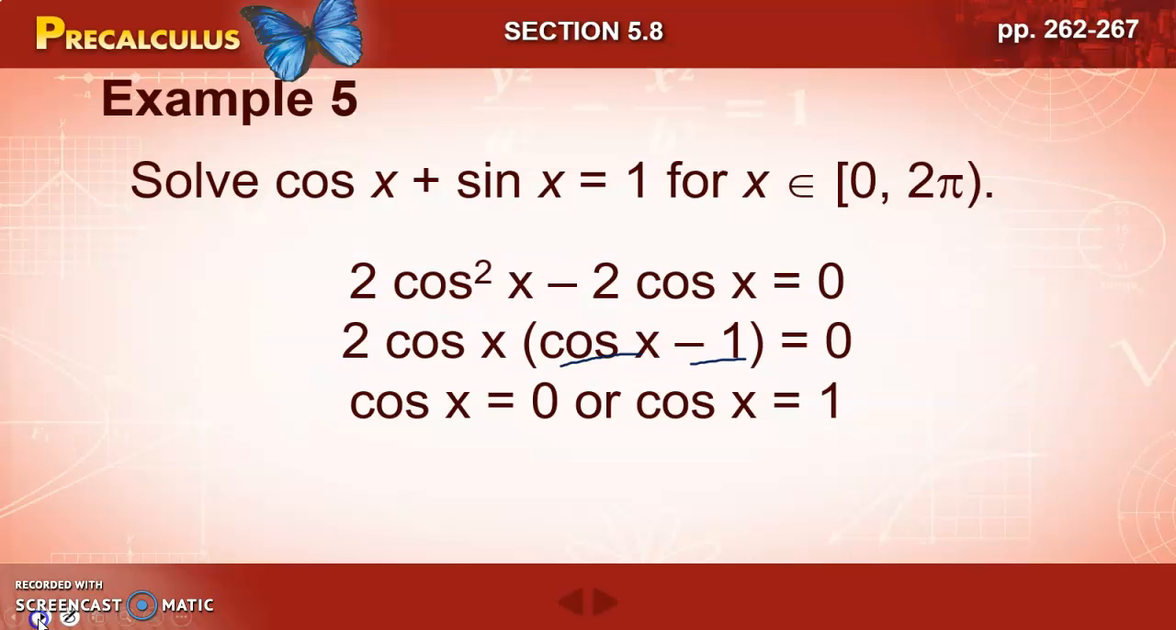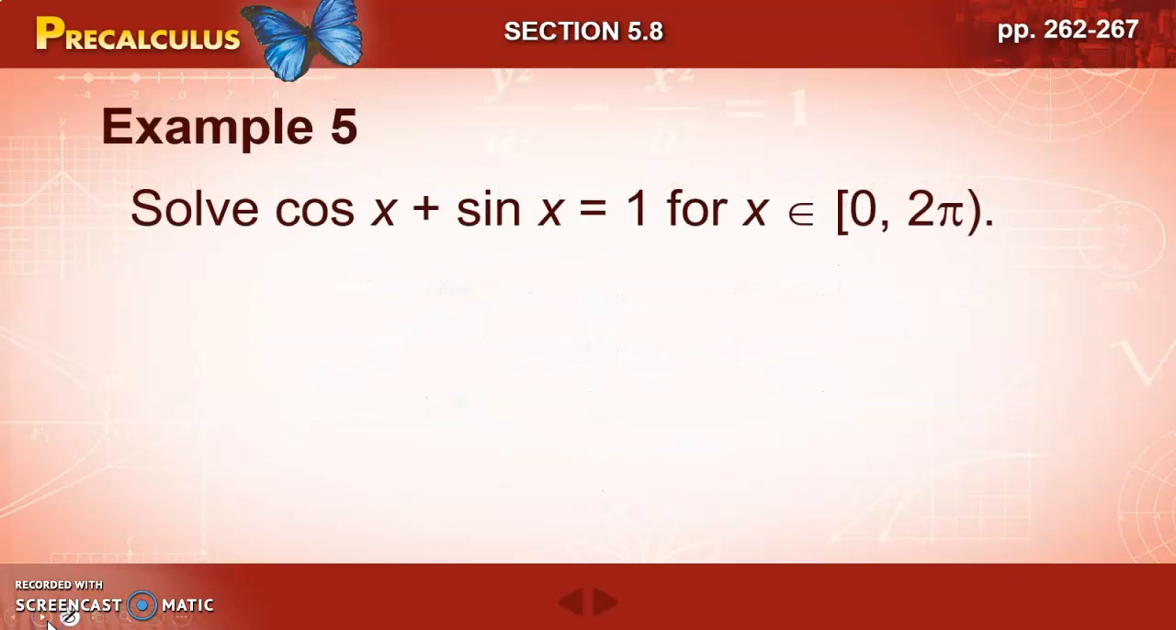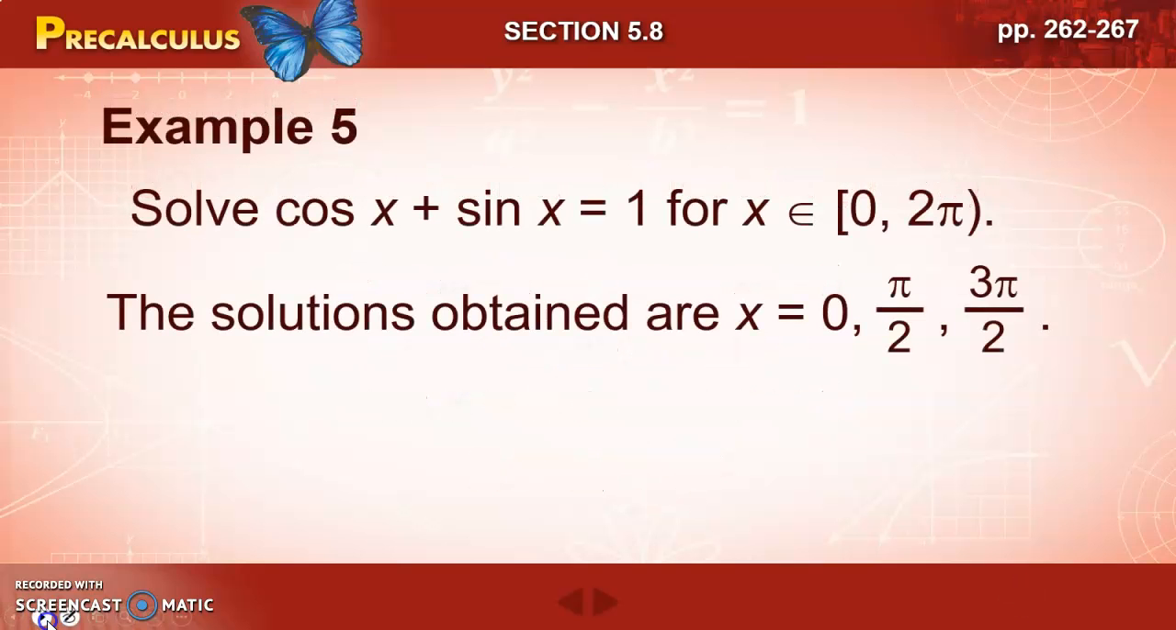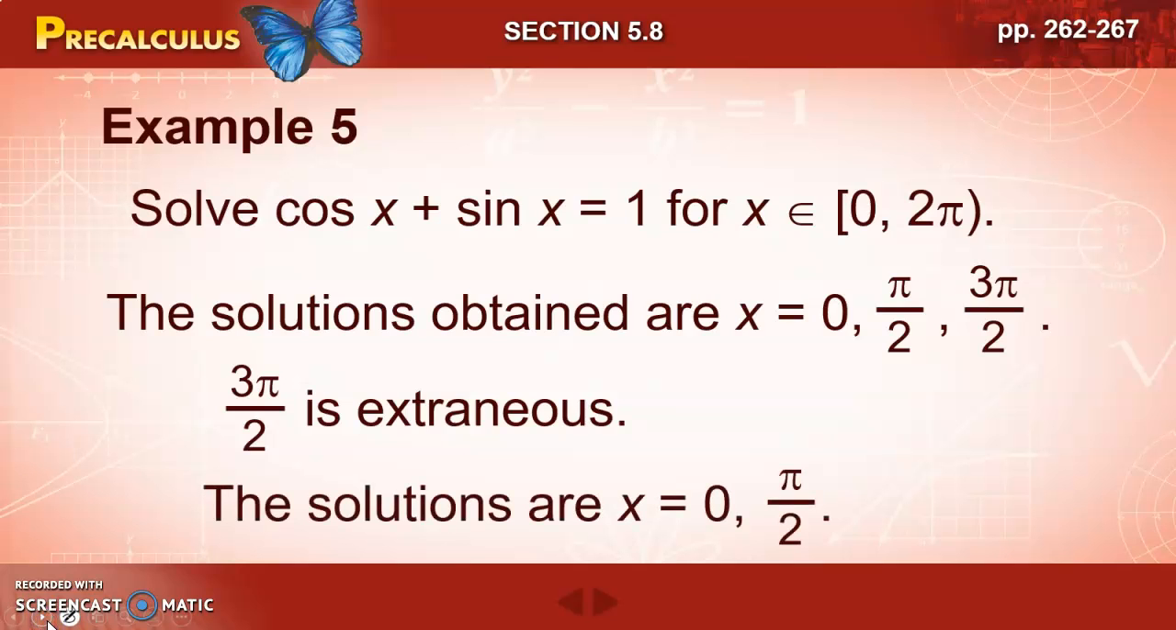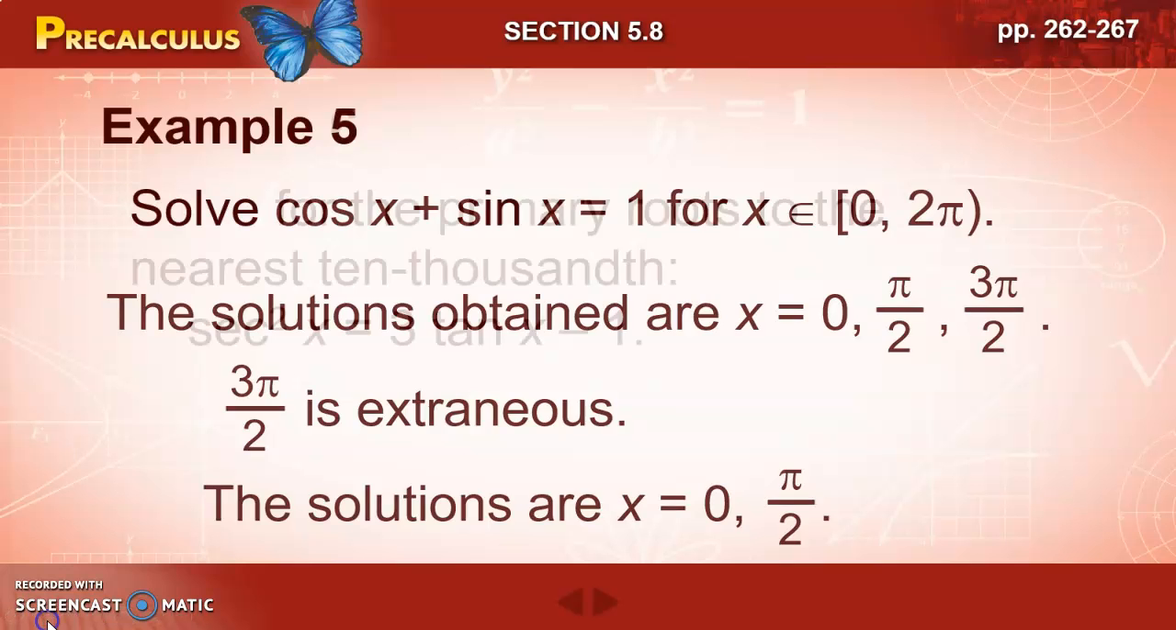Okay, using our inverse properties, the angle whose cosine equals 0 and the angle whose cosine equals 1, we get 0, pi over 2, and 3 pi over 2. Let's go ahead and check our roots. We did have to square both sides earlier, and that means we have a possibility of some extraneous roots. So let's check our work here. When we plug this back in, we find out that 3 pi over 2 does not work. It is extraneous. So our two solutions are 0 and pi over 2.